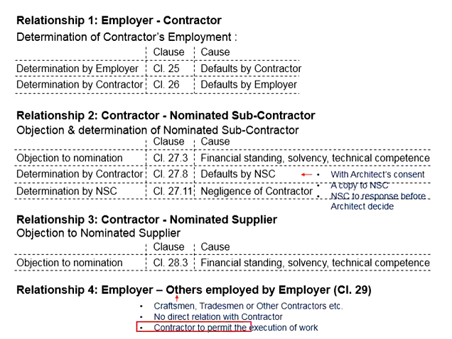Now the contractor will have to permit them to execute their works so that they can deliver their works to the employer. Under these circumstances, they basically have no relationship with the contractor. There is no mechanism for the contractor to ask these people to be removed from the project. They are fully under the responsibility of the employer.